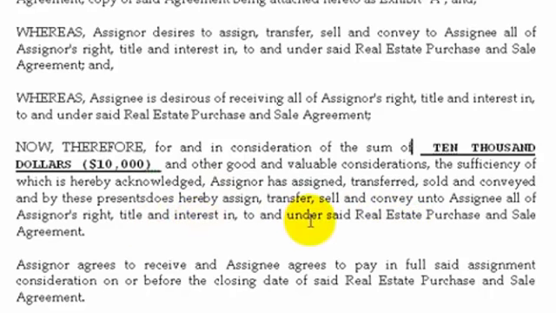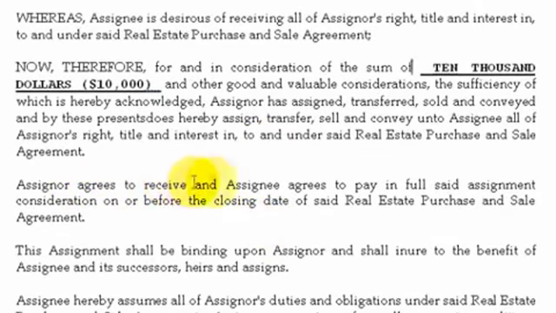So this is basically saying I'm giving them all that I had as a person on this contract. Any rights I had, any ups, downs, positives, and negatives that I was entitled to as a signer on this contract, I am turning over to Rhonda Rehabber. I also agree to receive, and Rhonda Rehabber agrees to pay in full, the assignment consideration that we mentioned up here on or before the closing date of the real estate purchase and sale agreement attached.